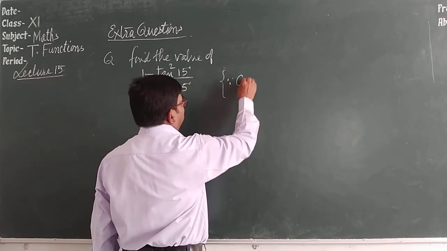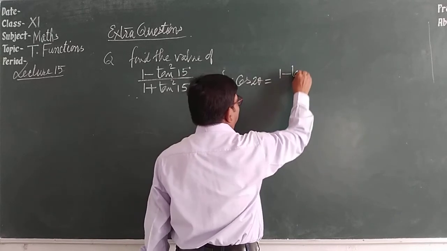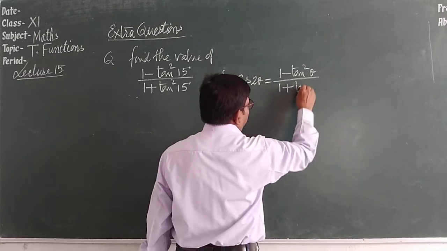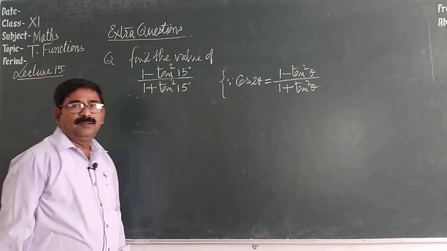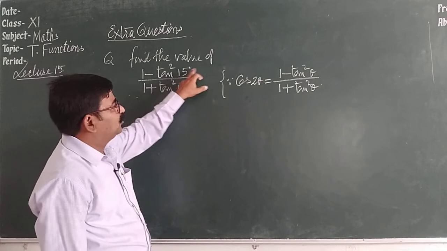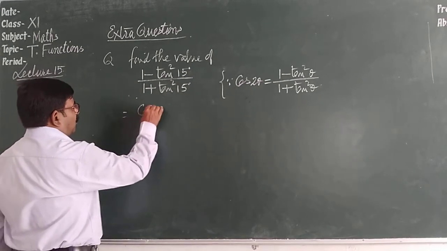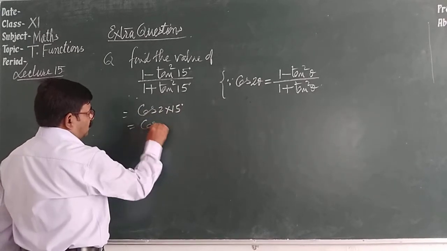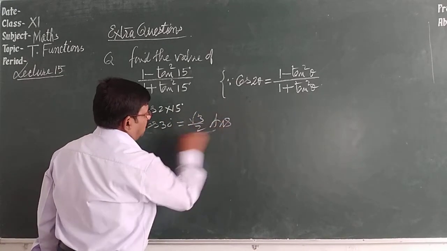Since cos 2 theta is equal to 1 minus tan square theta upon 1 plus tan square theta. This is the formula of cos 2 theta. So see, in place of theta we have 15 degree. So its value is cos 30 degree. So we can write cos 2 into 15 degrees, or cos 30 degrees is equal to under root 3 by 2, which is the answer of the question.